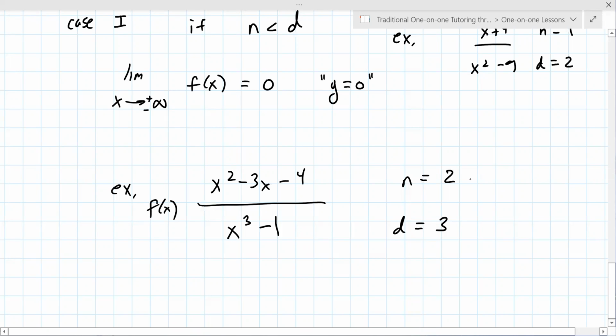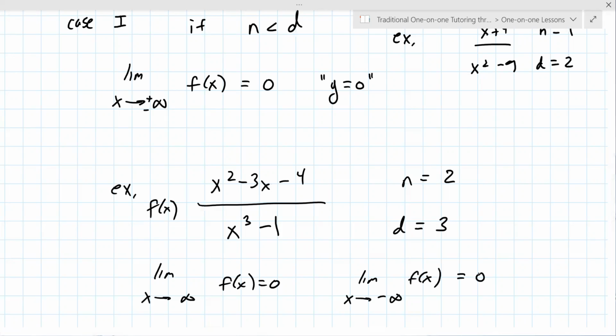Yes. So the limit as x goes to infinity of f of x is 0. The limit as x goes to negative infinity of f of x is also 0. It is always, always, always 0, no exceptions. But unfortunately, there's more than one case. So that's where they get you. They say, oh, you gotta learn a little bit more.